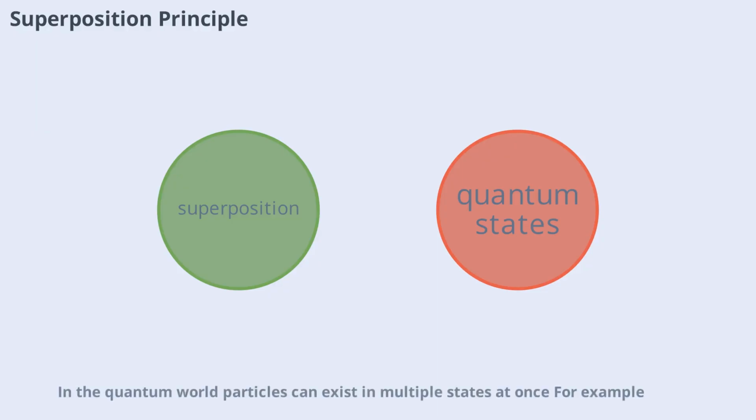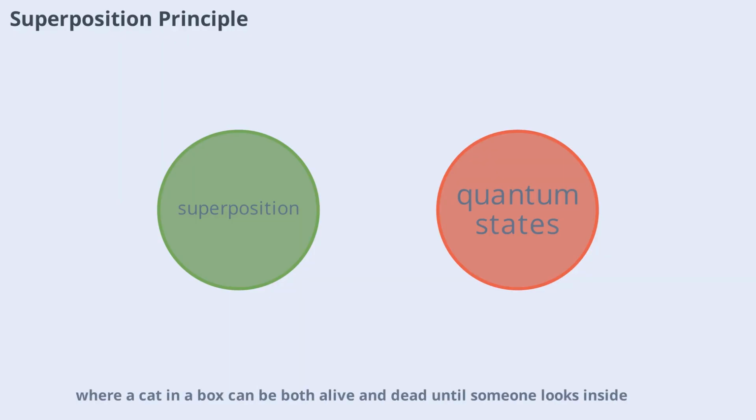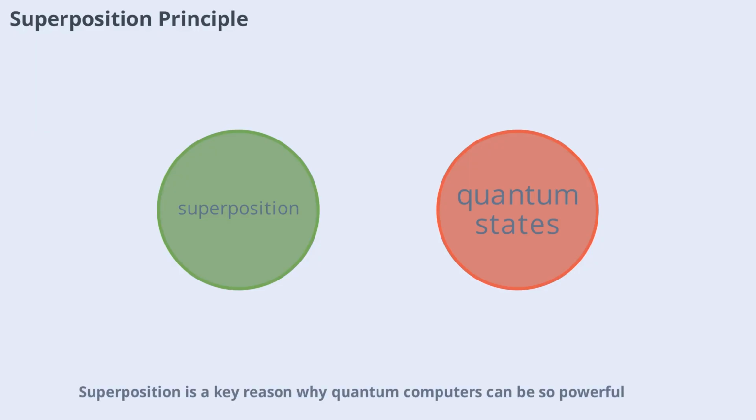Another fundamental idea in quantum physics is superposition. In the quantum world, particles can exist in multiple states at once. For example, an electron can be in two places at the same time, or a photon can take multiple paths simultaneously. It's only when we measure the particle that it chooses a specific state. This principle is famously illustrated by Schrödinger's cat thought experiment, where a cat in a box can be both alive and dead until someone looks inside. Superposition is a key reason why quantum computers can be so powerful.